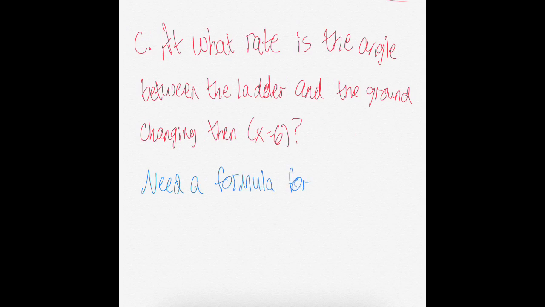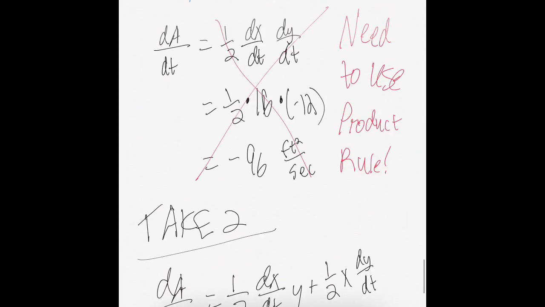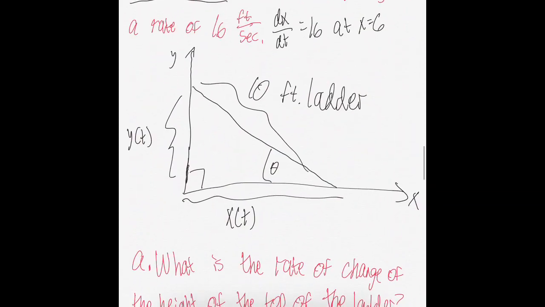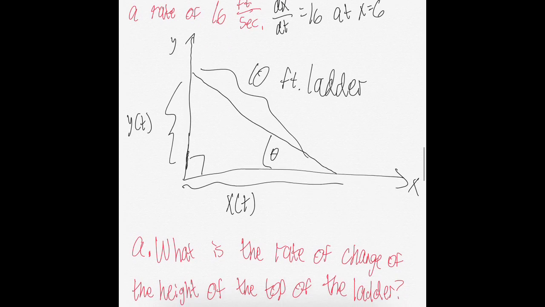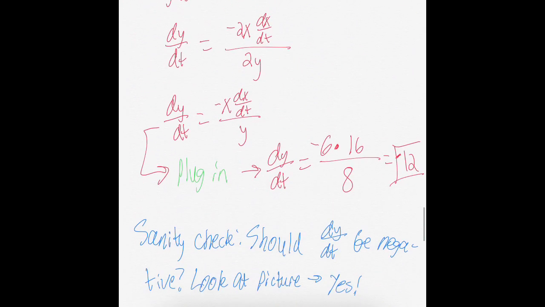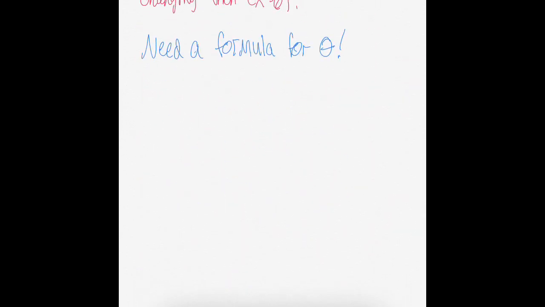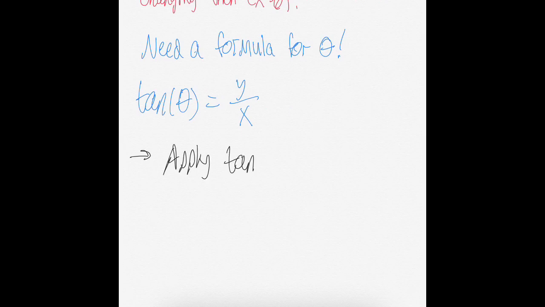So let's go back and look at our picture again. First of all, what are we going to look for in our picture? We need a formula for theta. So if we look at our picture, theta is this angle, and SOHCAHTOA tells me that tangent of theta is going to be y over x. So tangent of theta equals y over x, but we want a formula for theta, not tangent of theta.